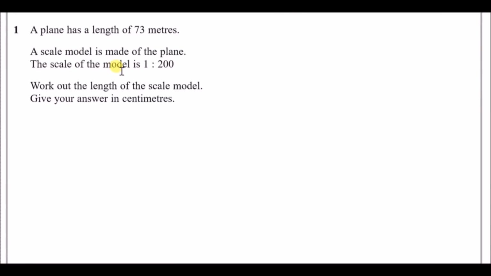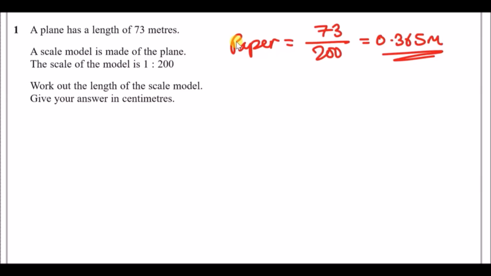Okay, question 1. A plane has a length of 73 meters. The scale of the model made of the plane is 1 unit to 200 units. So what this means is that in reality the plane itself is 73 meters, but if you had to jot this down on paper, you need to divide it by 200 to find its actual scale. So on paper it's going to be 73 over 200. Always do this in the calculator, guys, and you get 0.365 meters. That's the length on the paper right now.